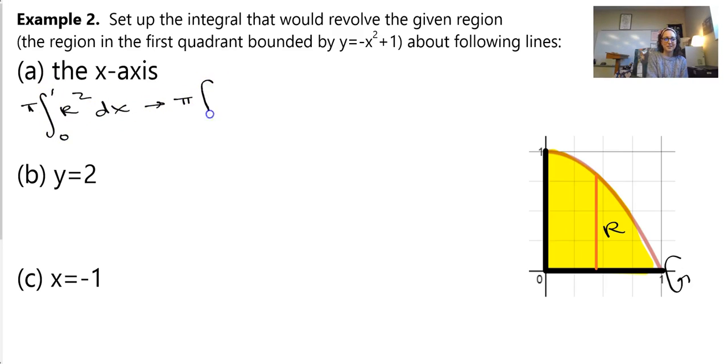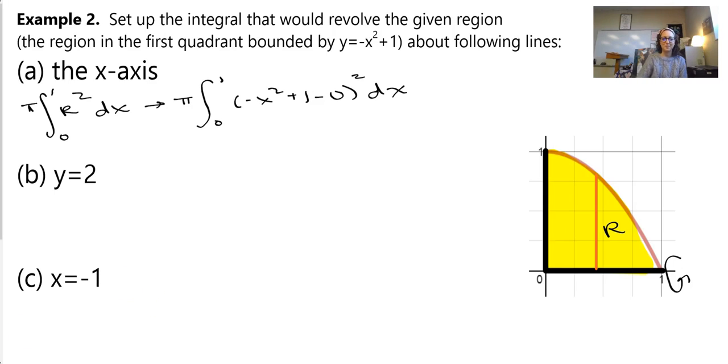All right, now we just need to fill in what r is, right? Is this the top minus bottom or right minus left? Top minus bottom, and the top is negative x squared plus 1. That was in the directions here. What's the bottom? Just 0, right? We'll square that, dx. Okay, these are just going to be set up only.